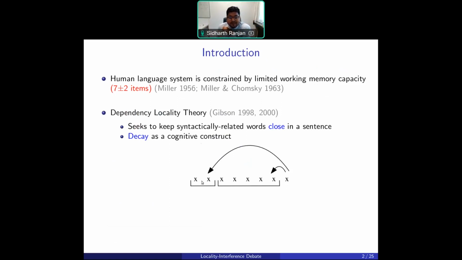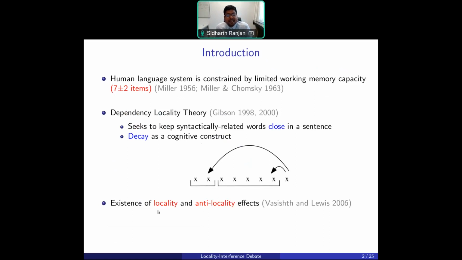For example, if this is the word that is dependent on this particular word, then in order to make sense of this sentence, this word needs to be retrieved at this integration site. However, if there are words intervening between these two, then all these words need to be stored in memory, and that leads to the decay of information, which eventually causes retrieval difficulty, and that later leads to comprehension difficulty in the sentence.